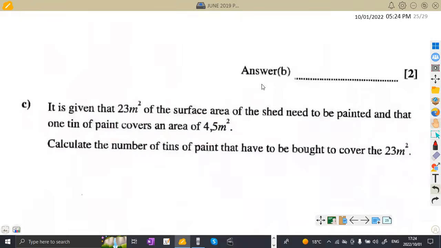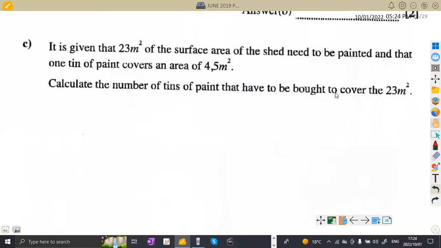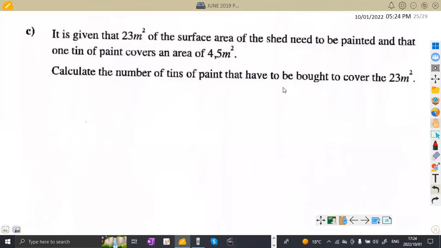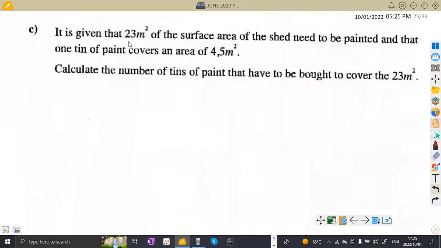Then on the other part, it is given that 23 square meters of the surface area of the shed needs to be painted, and that 1 tin of paint covers 4,5. Calculate the number of tins that you're going to have. So guys, we want to cover 23 meters. This is what we want to paint, 23 meters.